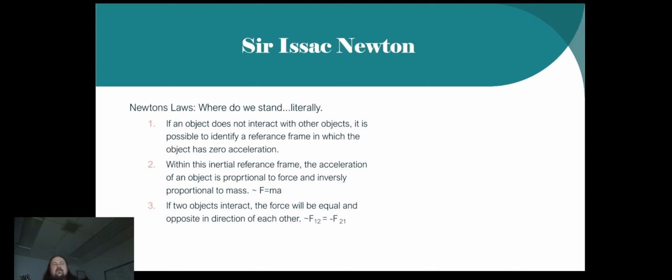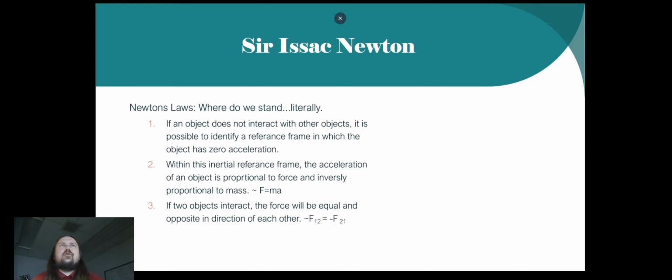Okay. So part 2 of this says that within this inertial reference frame, within that frame, the acceleration of an object is proportional to force and inversely proportional to mass.